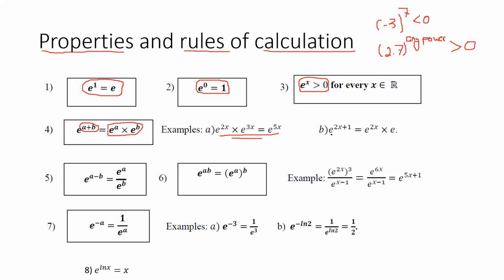Now this one, part B, property B, e to the 2x plus 1. Like e to the power a plus b, I can put it e to the power a times e to the power b times e to the power 1, and e to the power 1 is e. So if we have e to the power a plus b, I can put it e to the power a times e to the power b.